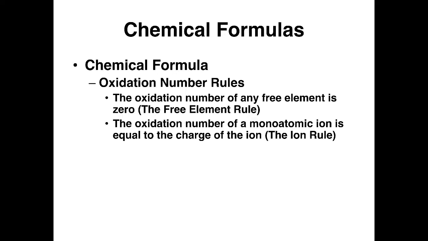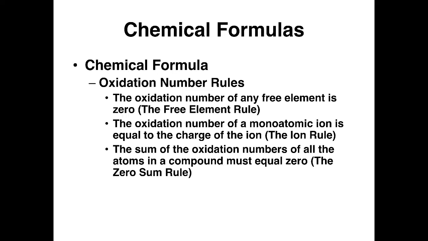The oxidation number of a monoatomic ion, monoatomic meaning having one atom, so a one-atom ion, is equal to the charge of that ion. So for example, Cl- has an oxidation number of -1 because of the minus charge. Na+ has an oxidation number of +1. The sum of the oxidation numbers of all the atoms in a compound must sum up to 0. And this is the zero-sum rule.